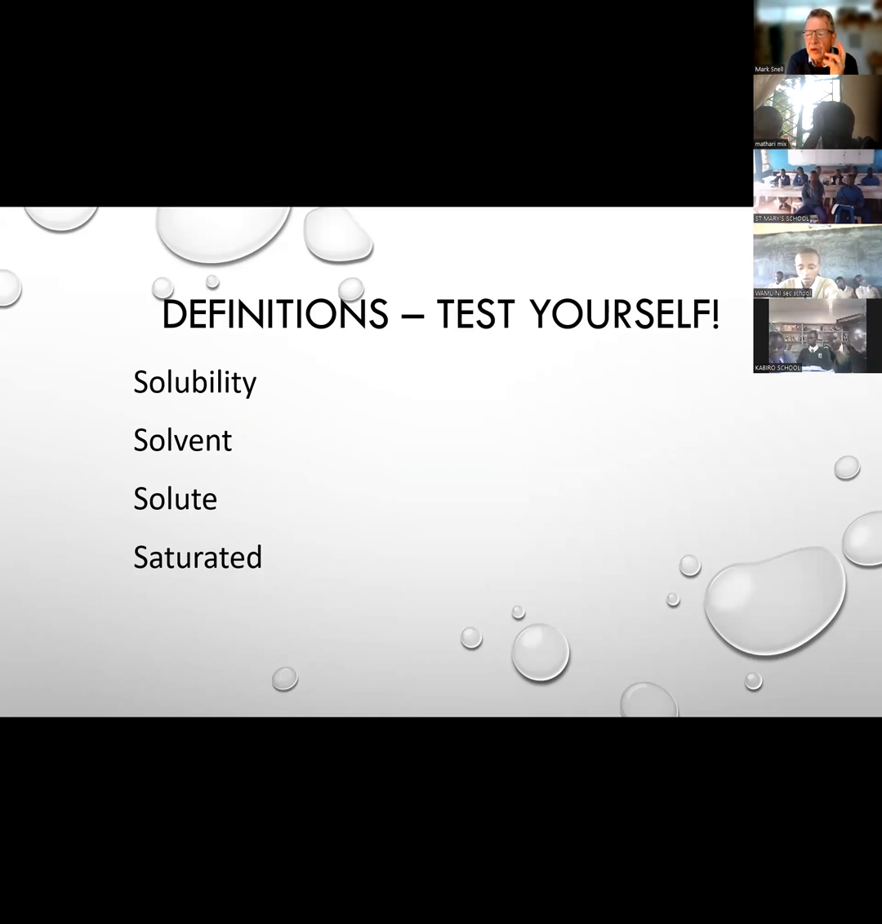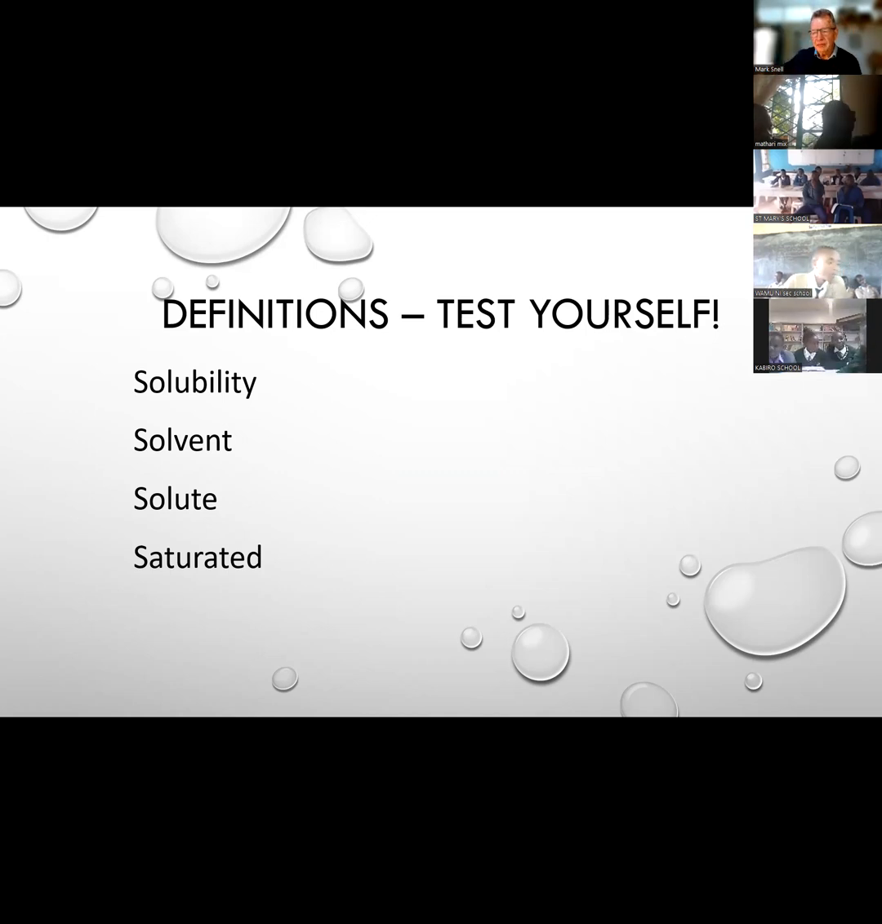Think, what would I say? Just think now without looking at anything you have written down and tell your neighbor what you think solubility is, what solvent is, what solute is, what saturated is. Just spend 1 minute, talk to the person next to you.